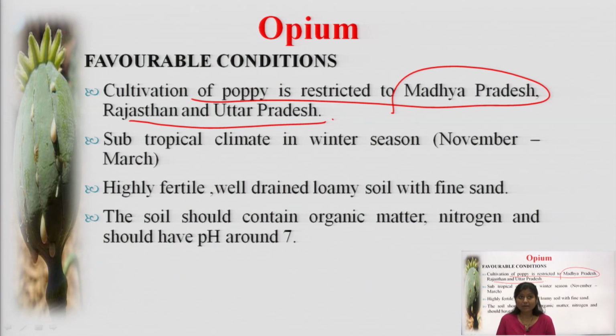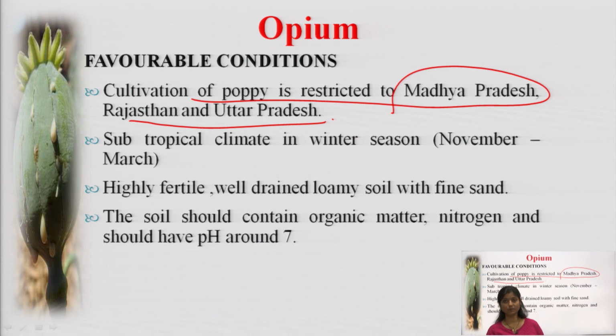Now coming to the subtropical climate in the winter season, that is November to March, which is the favorable duration in which the crop is cultivated. The temperature is moderately cold to moderately hot. Basically the crop is standing in the field in the winter season and is collected. The climatic conditions of Madhya Pradesh, Uttar Pradesh and Rajasthan are favorable for the growth of opium, from November to March.